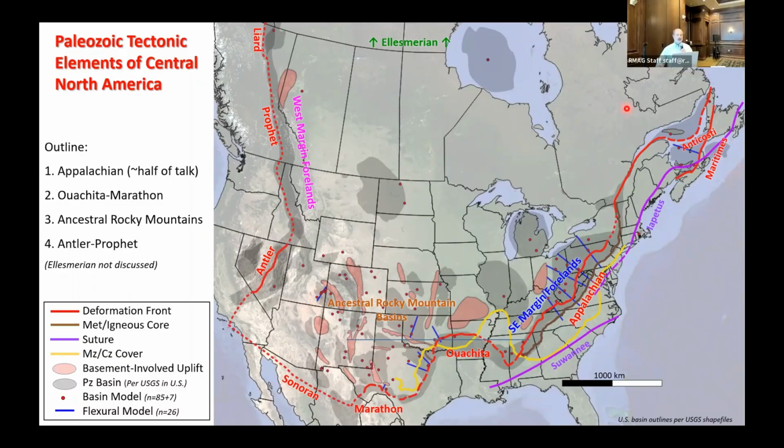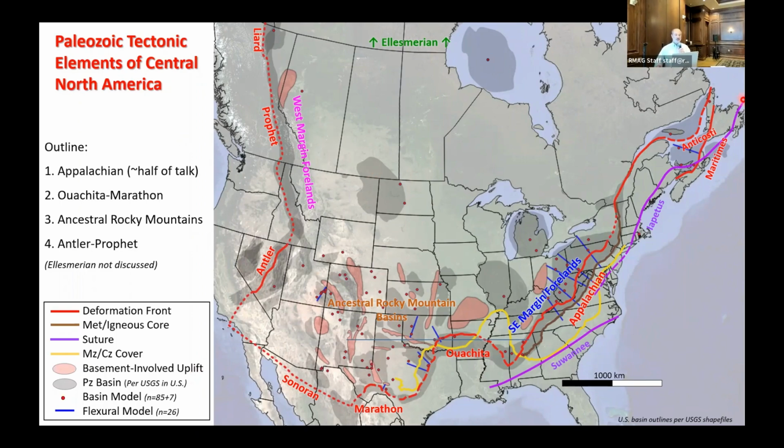Laurentia. Then we're going to kind of continue that transect through the Ouachita Marathon Belt. We'll talk about the ancestral Rocky Mountains, which should be near and dear to the heart of people here. And then we'll follow up with a short treatise on the Antler orogeny here on the western margin.